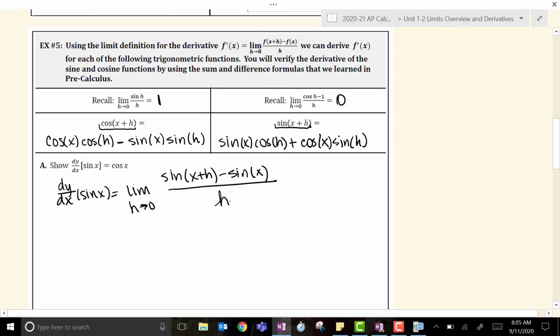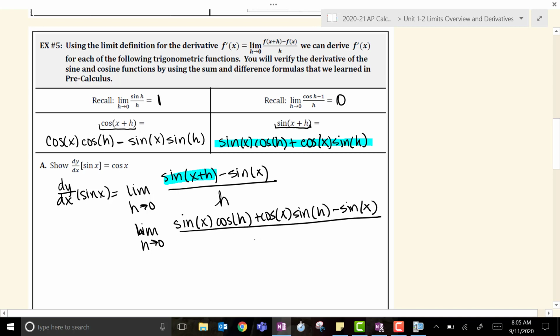Now I'm going to use that identity, because I said already sine of x plus h is equivalent to sine of x cosine of h plus cosine x sine of h, and I'm just going to substitute for that piece of my equation. Make sure that is not going to be a naked limit. We're always filling that in. And I'm just going to substitute sine of x cosine of h plus cosine x sine of h minus sine of x all over h.